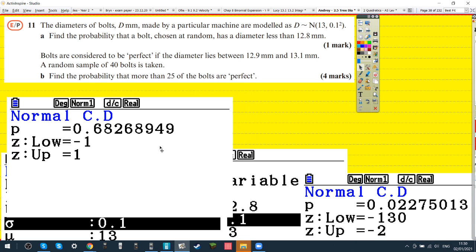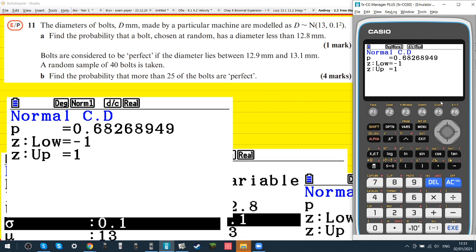So now we want the probability that more than 25 out of 40 are perfect. And so now if I do lower 12.9, upper 13.1, num trial 40, probability 0.68. Yep. I got 0.83. Yep. Great.